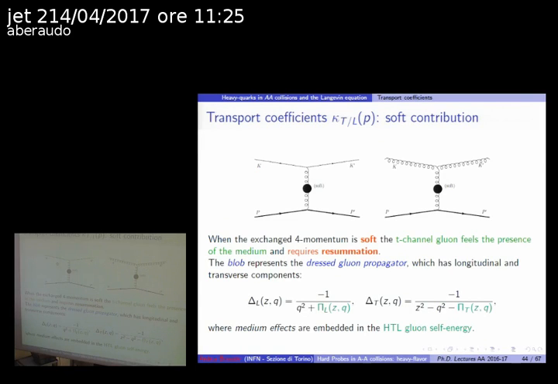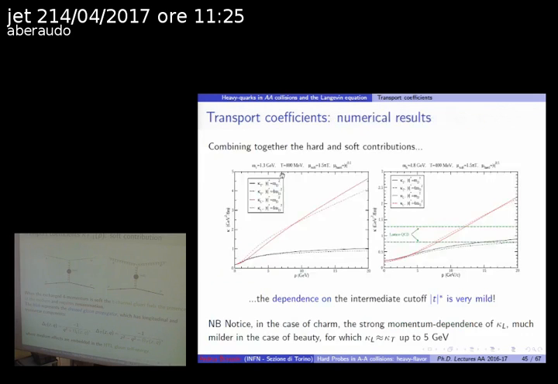Soft collisions are collisions which are mediated by long wavelength gluons. If these gluons have a long wavelength, they feel the presence of the medium. So I must insert in the propagator some medium modifications, which are given by this thermal self-energy, which can be evaluated, for instance, in some approximation like the so-called hard thermal loop approximation, which is an approximation that probably we discussed in the lecture on plasma physics. Okay.